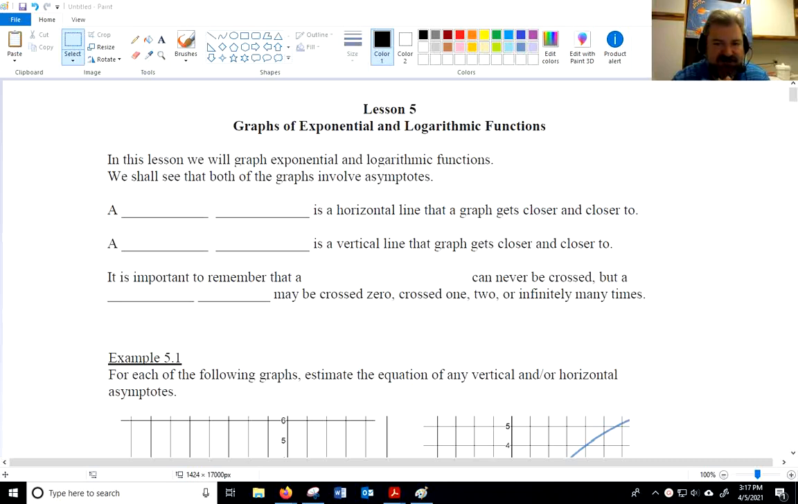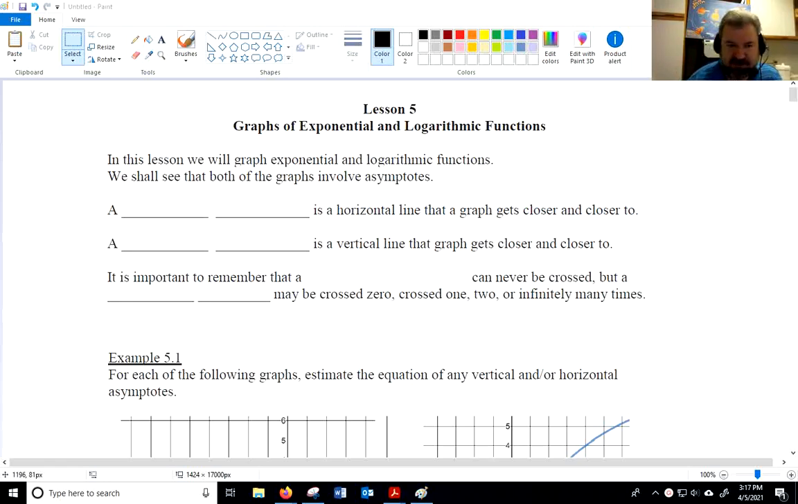This is Unit 10. Unit 10 is all about exponential and logarithmic functions. We began by looking at how to simplify and evaluate exponential expressions and then logarithm expressions. We talked about some important properties of logarithms as well. Today, we're going to look at how to graph an exponential and a logarithm function.